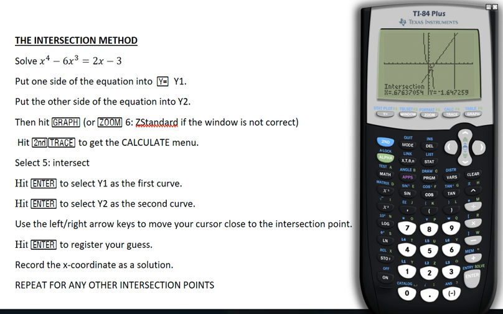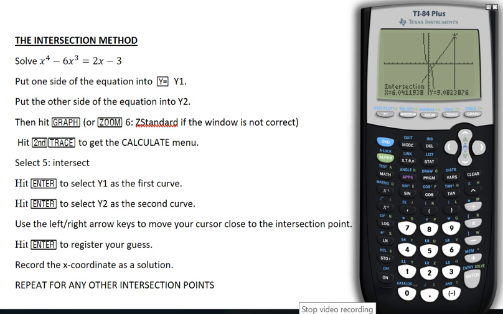So let's do that again. Second, trace. This time number 5. First curve again. Second curve again. And guess. Now we've got to get it close. So use the right arrow and get it close to this one over here. Our cursor's very close to that one. Hit enter. And there's our second solution. X equals 6.041. So we now have our 2 solutions to that equation.